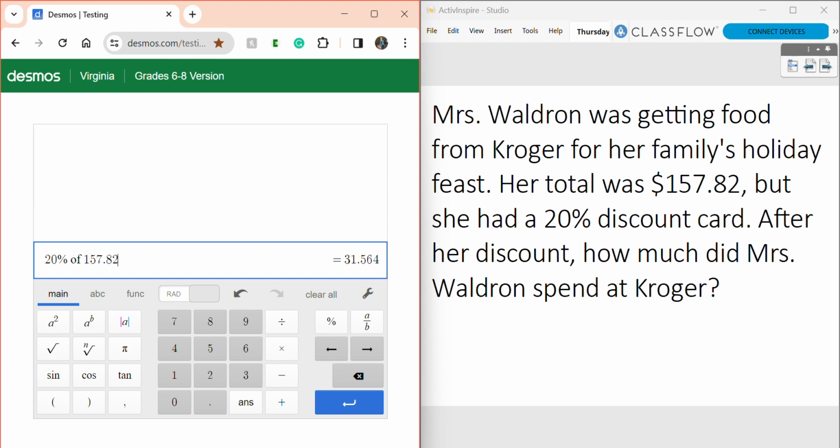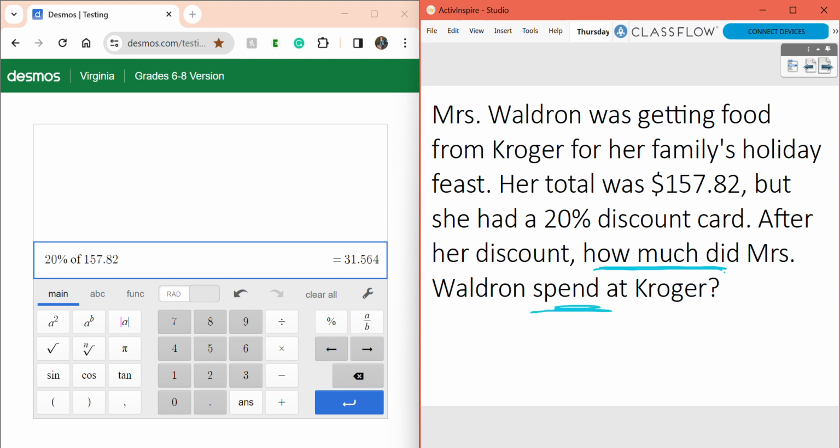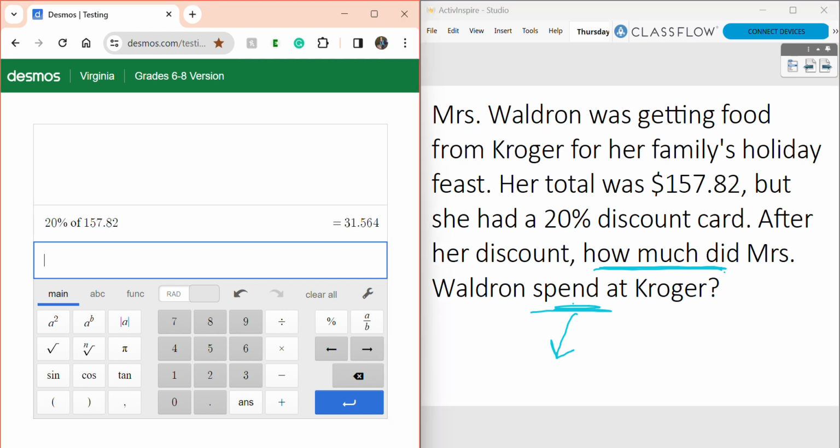This says how much did she spend? If we're talking about spending, that's the same as price. That's the same as final price. That's the same as total. So I'm actually going to have to do a second line.